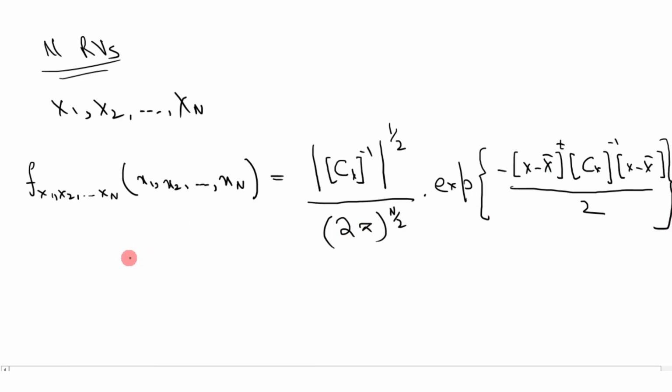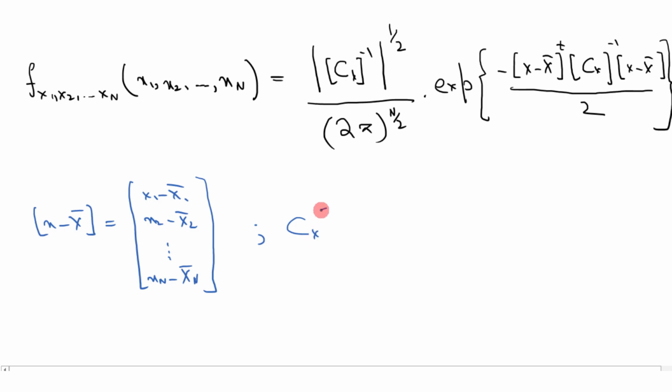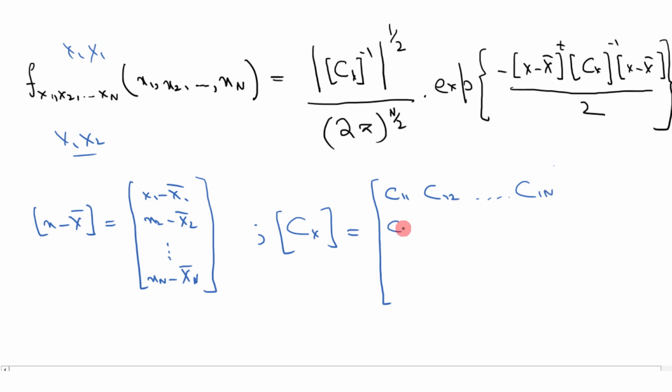Here this x minus x bar is a vector which can be represented as x1 minus x1 bar, x2 minus x2 bar, up to xn minus xn bar. Whereas this is a covariance matrix and it is equal to C11, which is a covariance between x1 and x1. Here we have C12, which is a covariance between x1 and x2, up to C1n. And here we have C21, C22, C2n, up to Cn1, Cn2, Cnn.